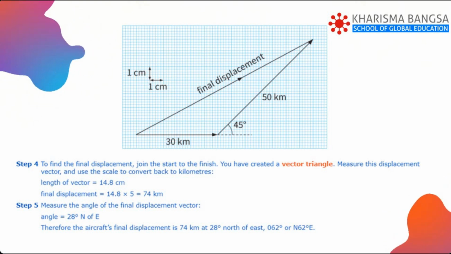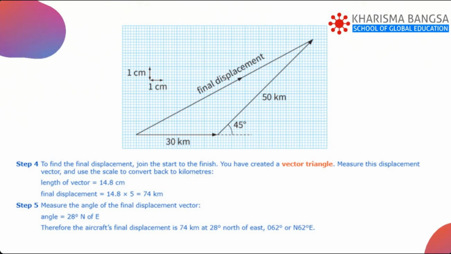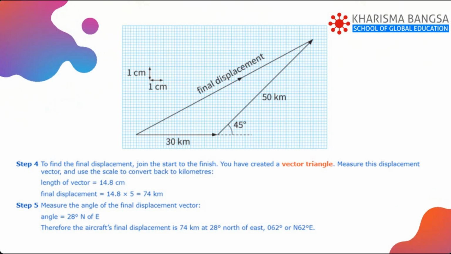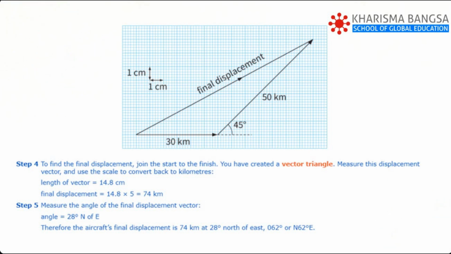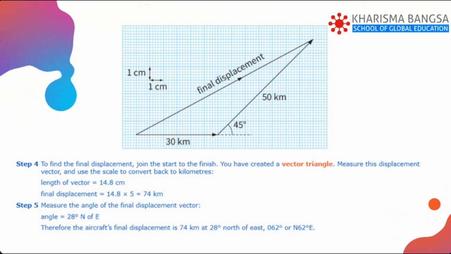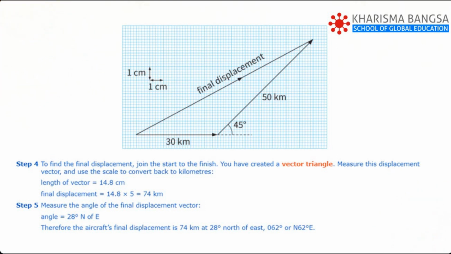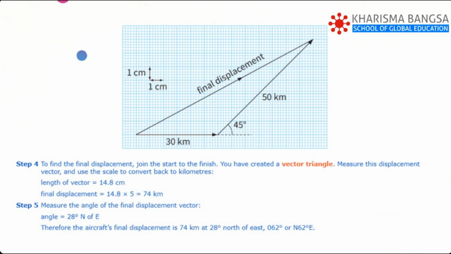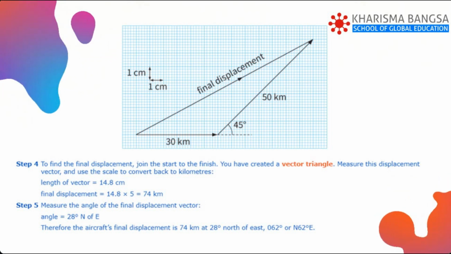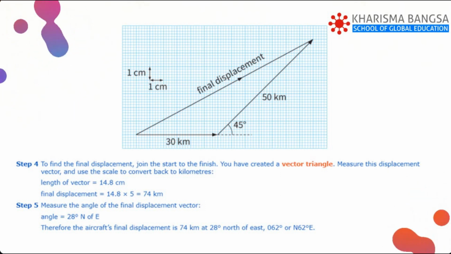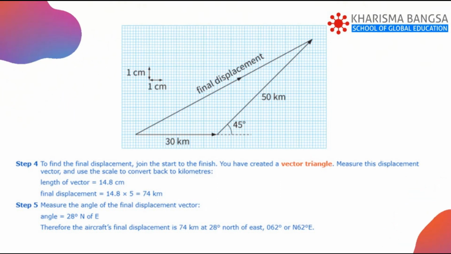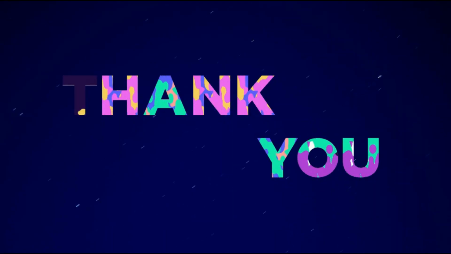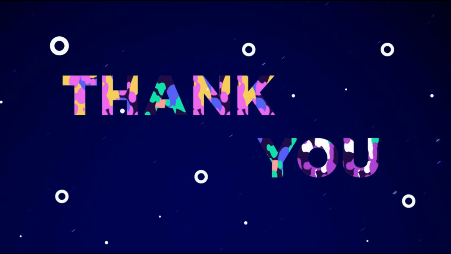The last step that we need to do is measure the angle of the final displacement vector. From the measurements, we can find that the angle is 28 degrees north of east. Therefore, the aircraft's final displacement is 74 kilometers at 28 degrees north of east, or 62 degrees, or N 62 degrees E.